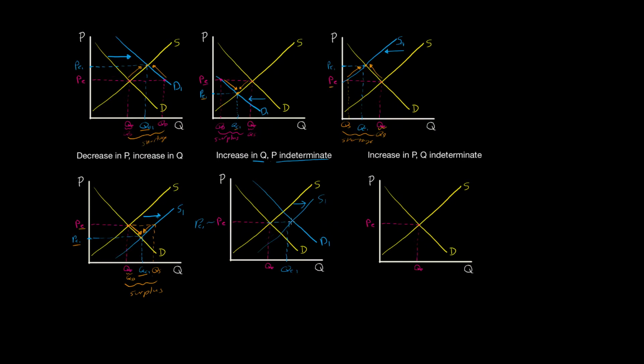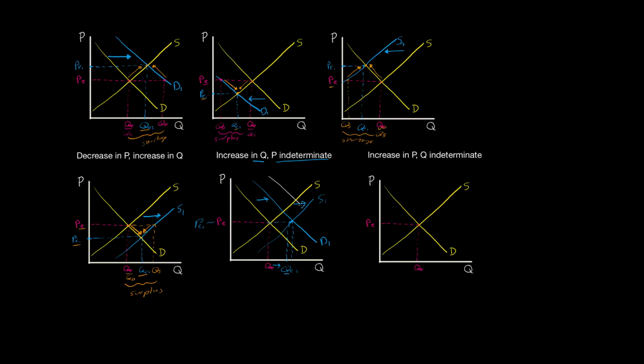I didn't draw that all that well, so we should have an intersection right here. Actually, our quantity is going to be over here a little bit. Quantity increases to QE1, but the change in the price is indeterminate. If both demand and supply increase, then there will definitely be an increase in the equilibrium quantity, but the change in the price is unclear. It depends on how much we increase the demand or supply.